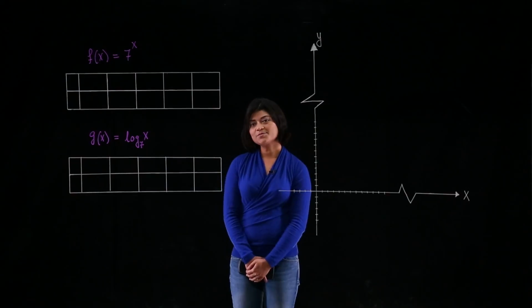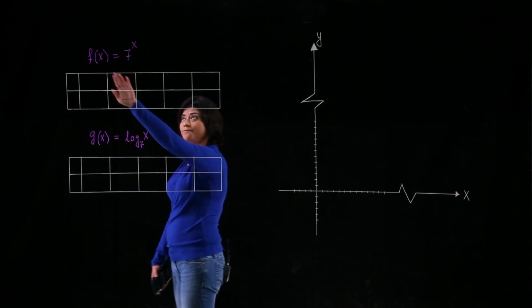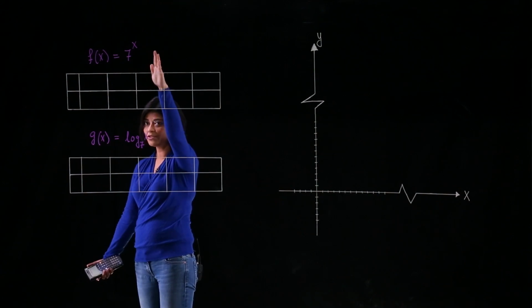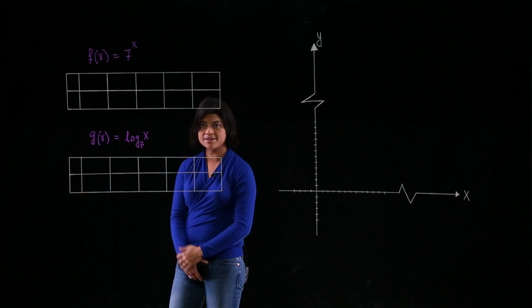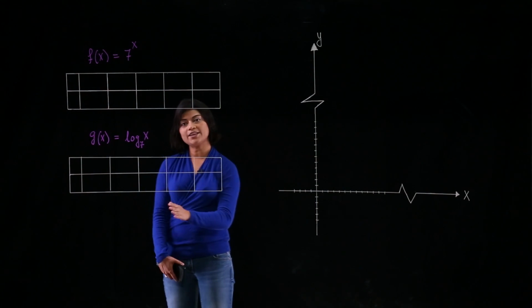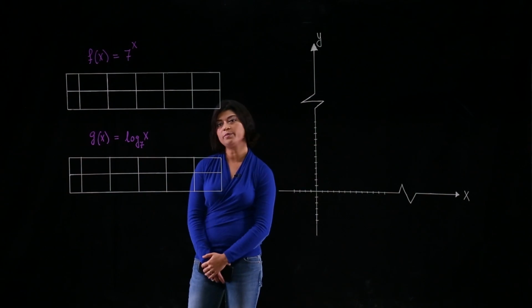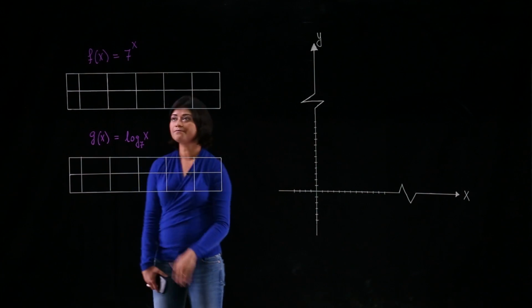Hello, I'm Papia. In this problem, we have two different functions. f of x is equal to 7 to the power x, the exponential function, and g of x is logarithm of x base 7. We have to sketch the graph of both functions in the same coordinate plane. So let's start with the first one, the function f.